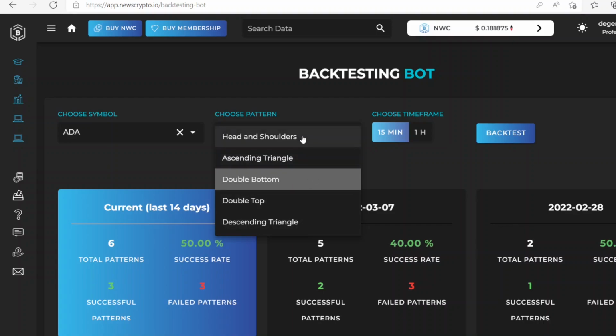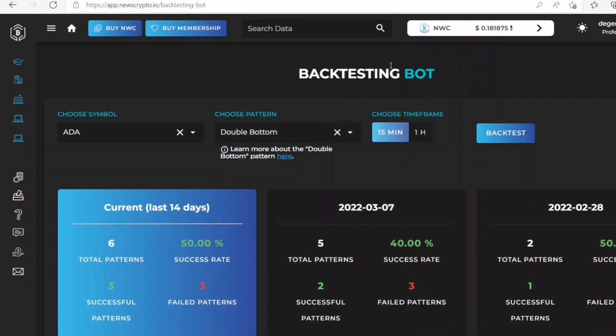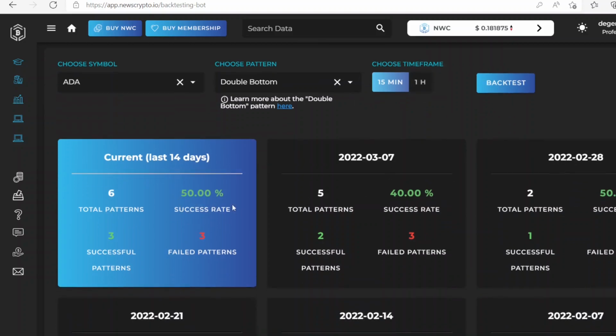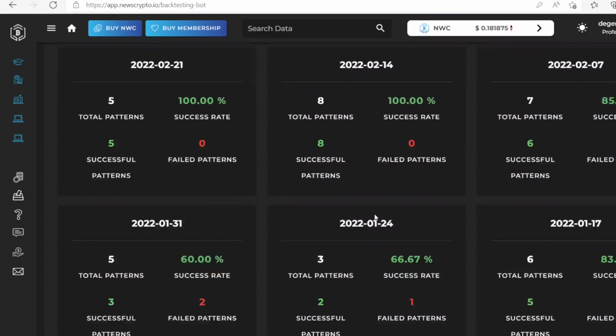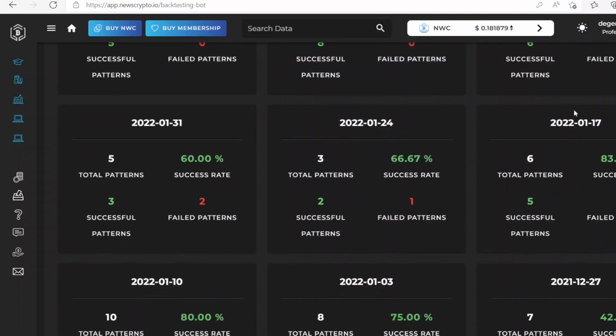So if you are somebody that has certain trading strategies, and especially if head and shoulders, descending triangles, double tops and double bottoms are part of the strategy you're using at the minute to make trades, then this backtesting bot is definitely something that can come in useful. Rather than spending hours going back and testing previous price action, you can just do it straight away with this bot, and you can see, okay, over the last 14 days the success rate was this, and during this week when the market dumped, the success rate was this, and so on and so forth.